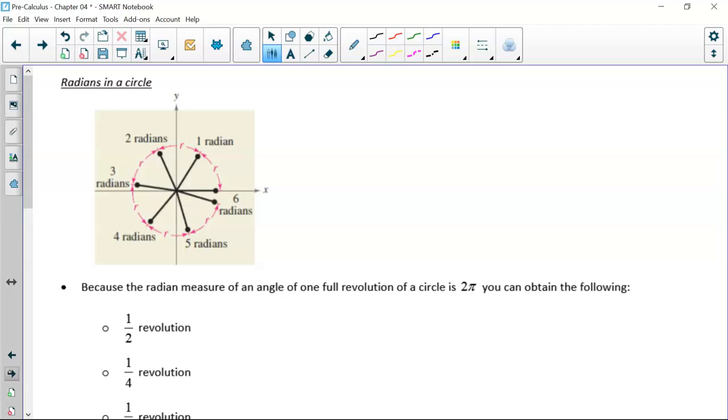So you can see radians in a circle. You can see 1 radian get you there. 2 radians get you a little bit past 90 degrees. 3 radians almost get you halfway. 4 radians, 5 radians, 6 radians, and there's a little bit more than 6 radians to get around the circle. It's about 6.28 radians.